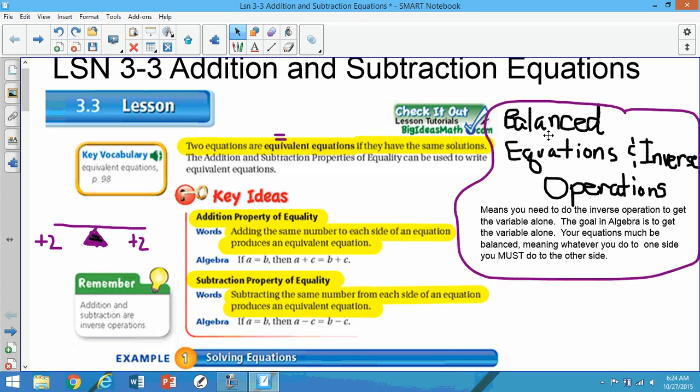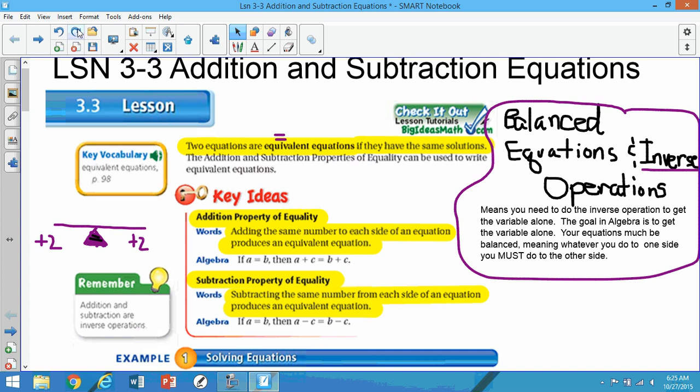That is referred to often as balanced equations and inverse operations. And we're going to use balanced equations and inverse operations a lot. In 7th grade math, you're going to use it in 8th grade math, and you'll use it in algebra. That is the process that you're going to use to solve your equations. And that work that you're going to do shows those equivalent equations by doing balanced equations and inverse operations.